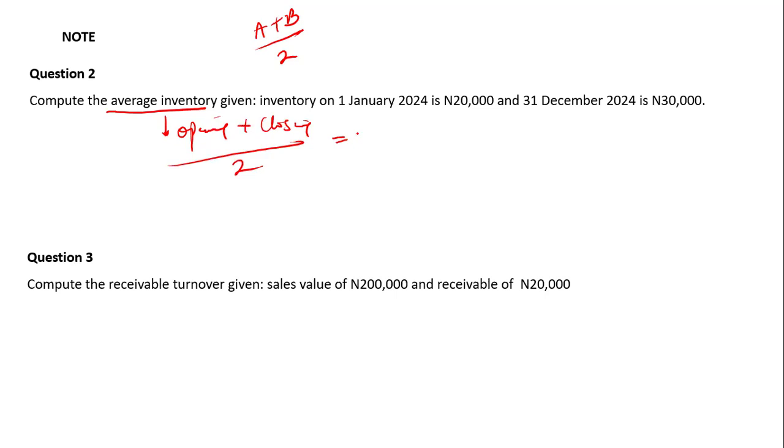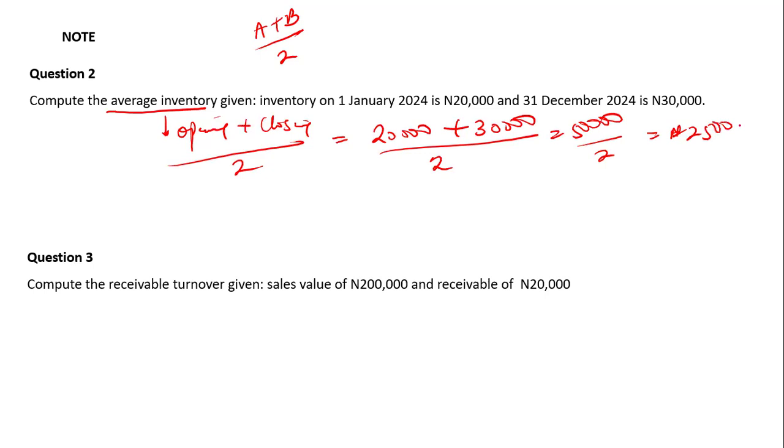So what's our opening inventory? That is 20,000 plus what's our closing inventory? 30,000, then divided by 2. That gives me 50,000 divided by 2, and the answer is 25,000. So average inventory is opening inventory plus closing inventory divided by 2. Simple. Now let's go to the next one.